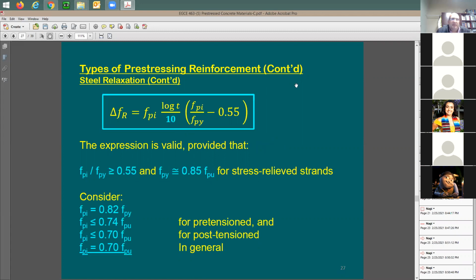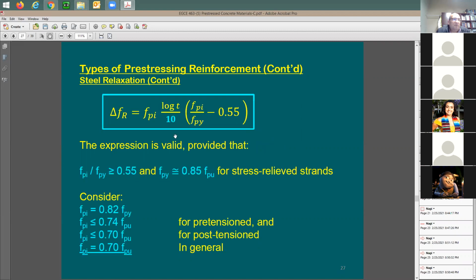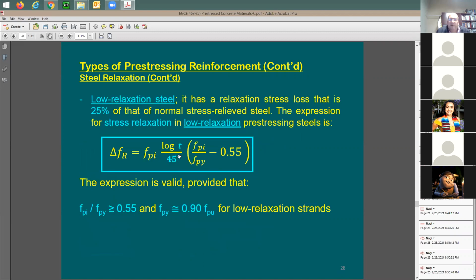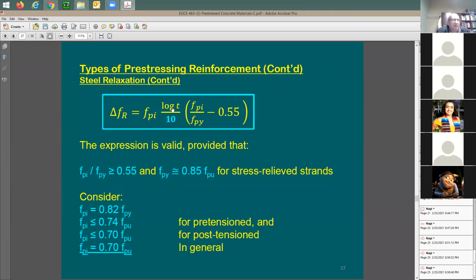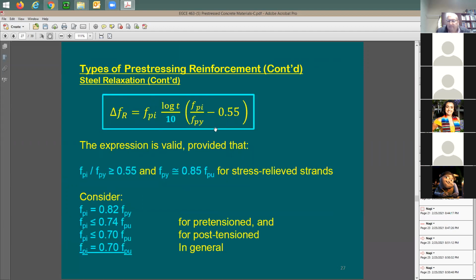The one that has 10 is the stress relieved. For the low relaxation, it's going to be the same equation, but the factor is going to be 4.5 times. Meaning, if the total loss here is equal to 10, the loss here is going to be 10 divided by 4.5. So it's going to be much less, about 15% of the losses there.